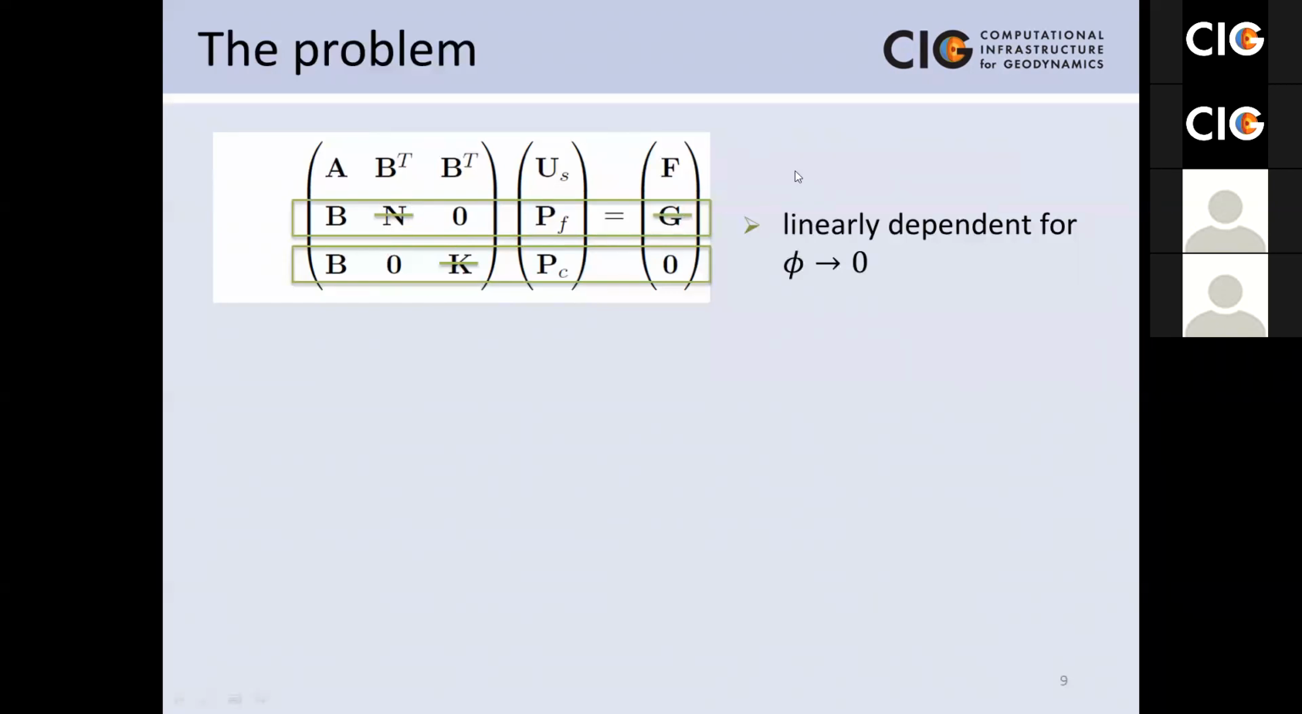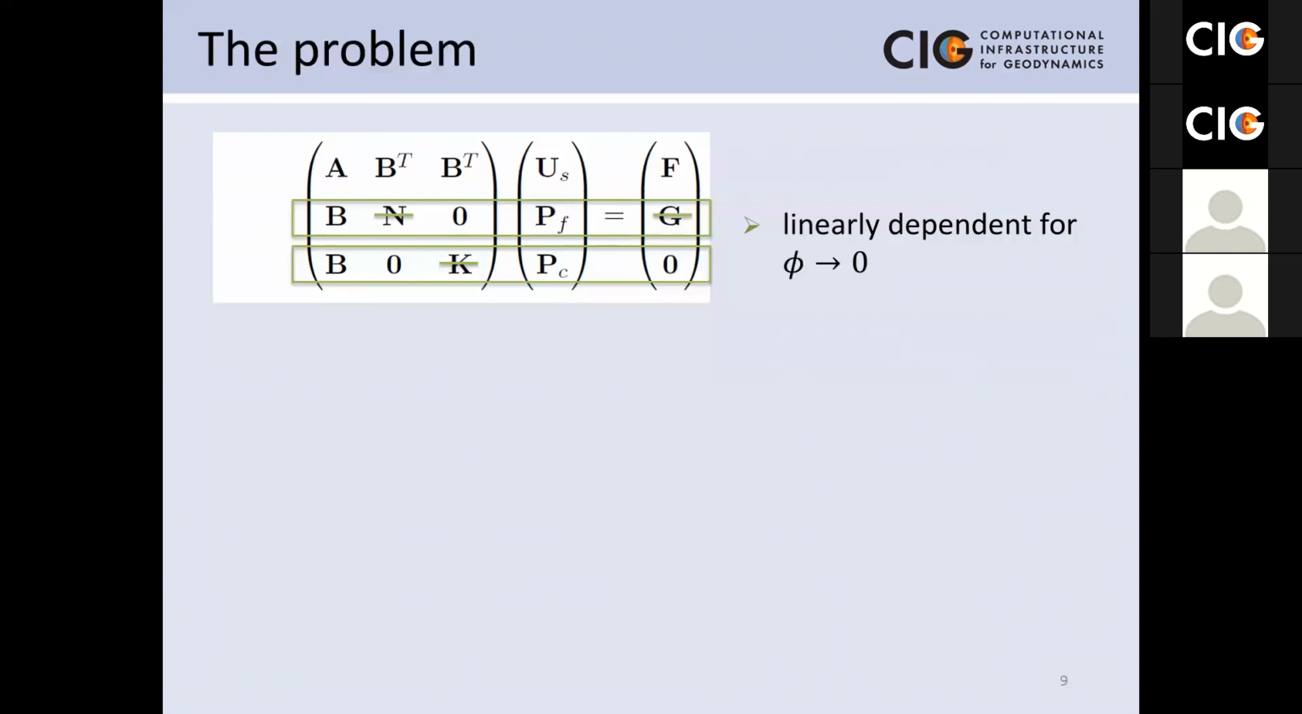And so then if we look at what is left of the matrix, the second and the third equation are basically the same. So they are linearly dependent. And also for the two pressures, it is not clear how the pressure should be distributed between the two of them. So they are not uniquely defined.